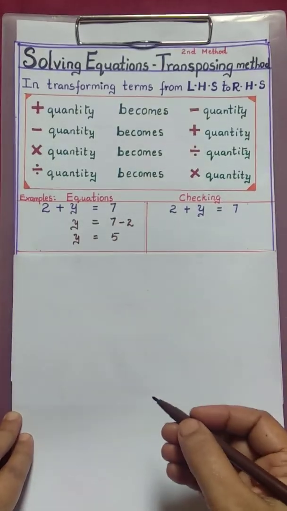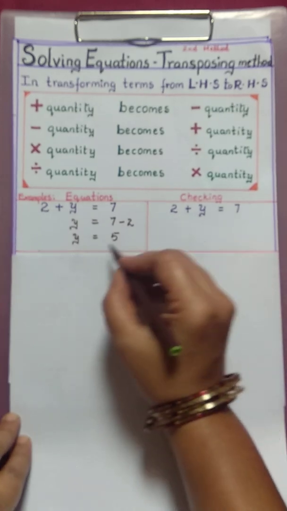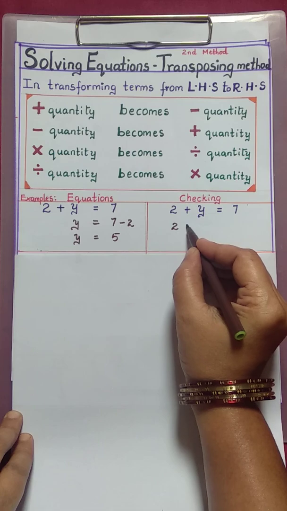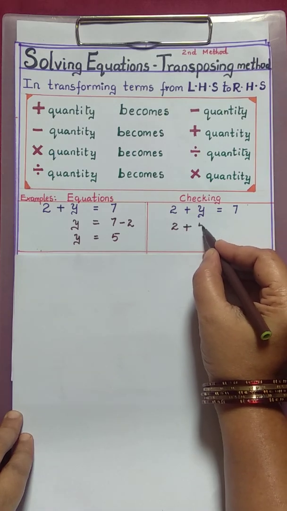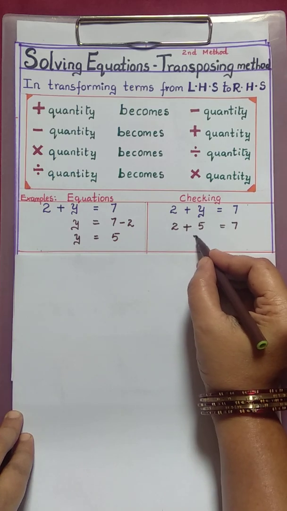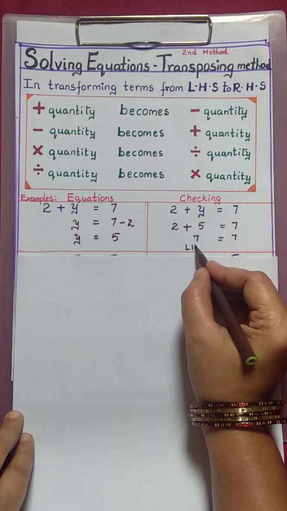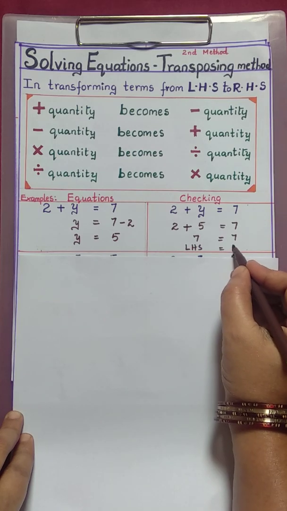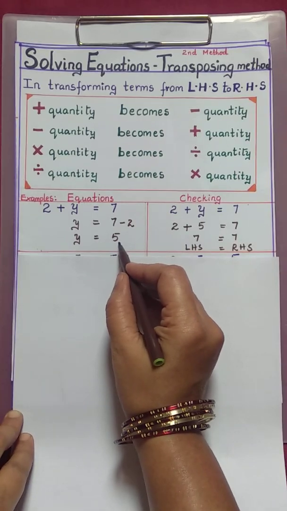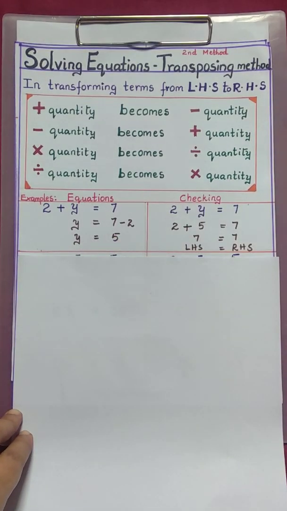Now let us check this value, whether it satisfies the equation or not, by substituting 5 in place of y. So here 2 plus y, the value of y is 5, which should be equal to 7. 2 plus 5 is 7. 7 is equal to 7. So here LHS is equal to RHS. It means that the value 5 in place of variable y satisfies the equation.